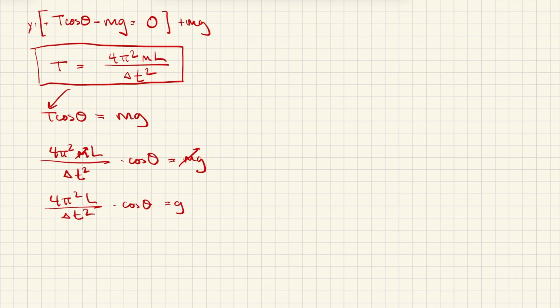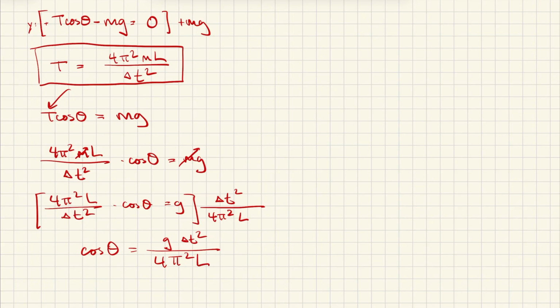Right? And so now what I'm going to do is move this whole term to the right-hand side by multiplying both sides by its reciprocal. So I'm going to multiply the left-hand side and the right-hand side by the reciprocal of that big fraction, so delta t squared over 4 pi squared times L. And so I'm going to end up with these terms on the left-hand side canceling, and we get cosine theta is g times delta t squared over 4 pi squared L, right?